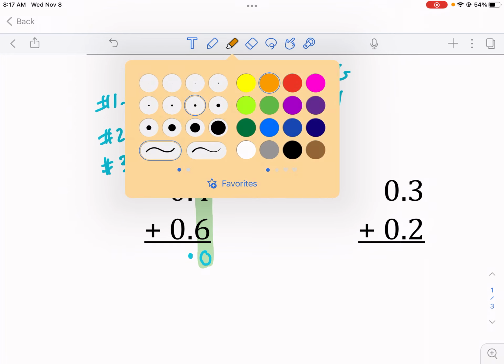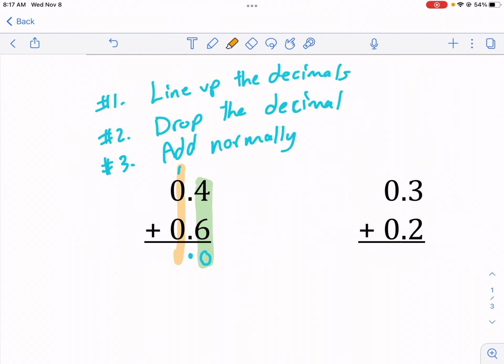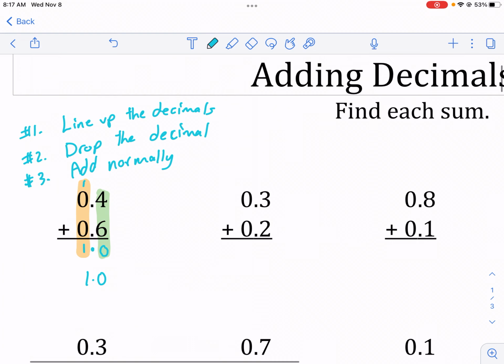Okay, I don't know what color, let's do orange. And now I'm adding the ones place. And I just keep doing this until I'm out of places to add. So in this case, I have that 1 there, so I put a 1, and now I have 1.0 as my answer, and that's it. So 4 tenths plus 6 tenths equals 1. And I can just apply the same process to all these questions.